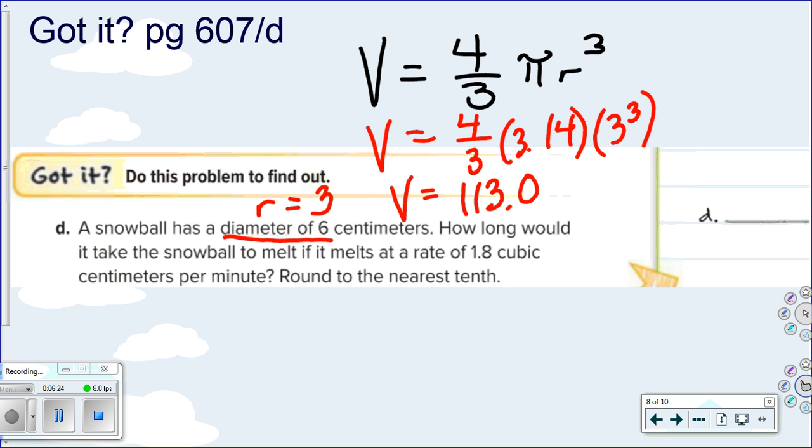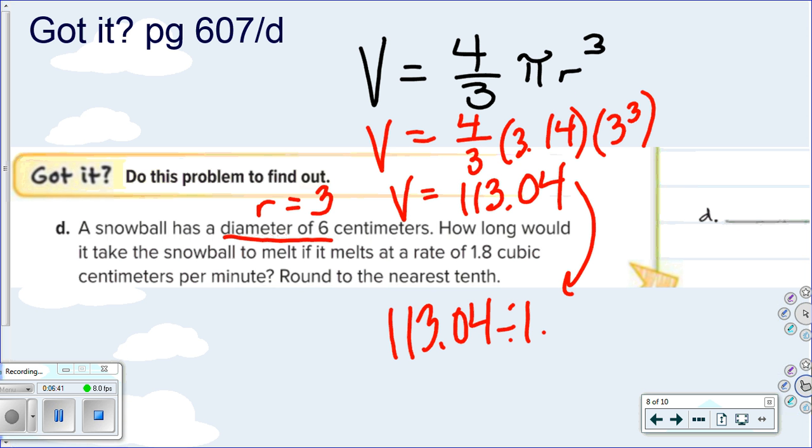113. All right. So now it says it melts at a rate of 1.8 cubic centimeters per minute. So what operation do I have to do? Do I multiply or divide? Yes, I had to take this and divide by 1.8, and I got 62.8 minutes. I didn't check your labels when I was going around to make sure you have the correct labels. It says how long, so I want to know how much time.